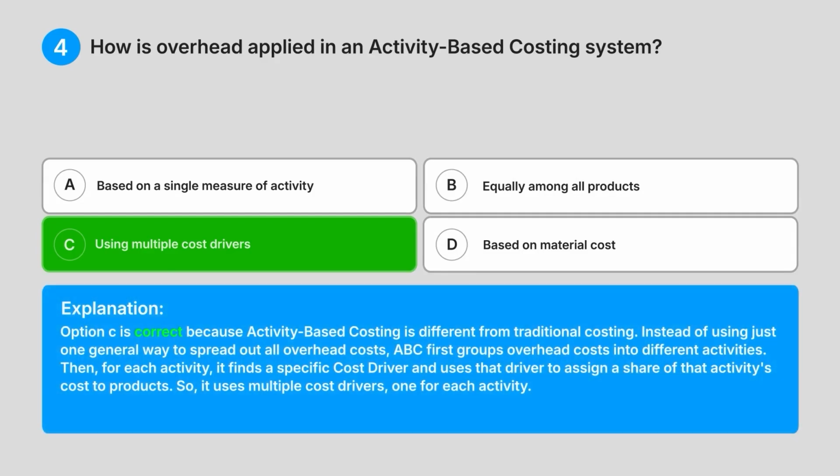Explanation. Option C is correct because activity-based costing is different from traditional costing. Instead of using just one general way to spread out all overhead costs, ABC first groups overhead costs into different activities. Then for each activity, it finds a specific cost driver and uses that driver to assign a share of that activity's cost to products. So it uses multiple cost drivers, one for each activity.